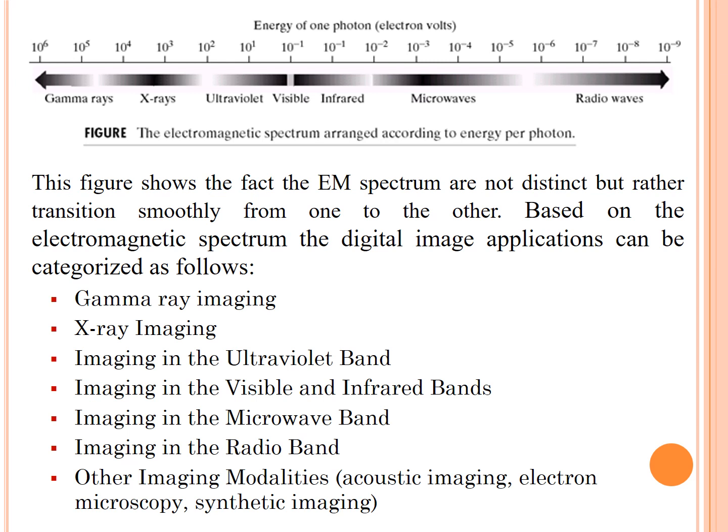The figure shows that the bands of the electromagnetic spectrum are not distinct, but rather transition smoothly from one to the other. Based on the electromagnetic spectrum, digital image applications can be categorized as gamma ray imaging, X-ray imaging, imaging in the ultraviolet band, imaging in the visible and infrared bands, imaging in the microwave bands, imaging in the radio wave bands, and other imaging modalities such as acoustic imaging, electron microscopy, and synthetic imaging.